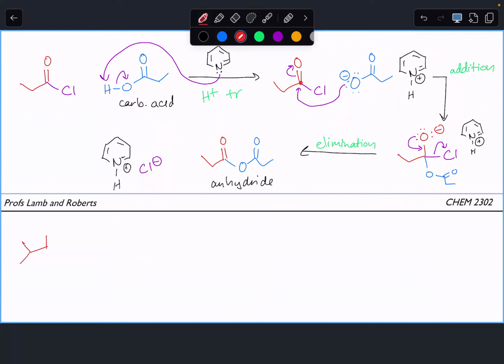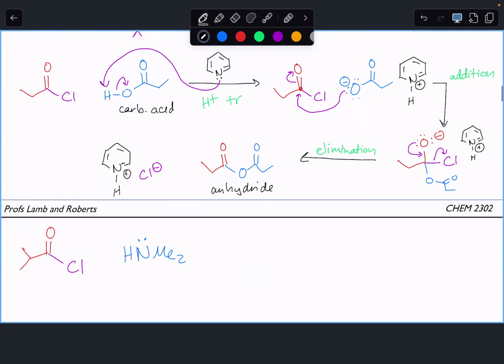So again, I'll use a very specific example just to show you, but it doesn't matter what the R group is. So there's our acid chloride. So we could have an amine as our nucleophile. So amines are already basic, right? They're already quite nucleophilic. And it's very, very difficult to deprotonate an amine, right? N minus, not very stable. So we're not going to do that right away.